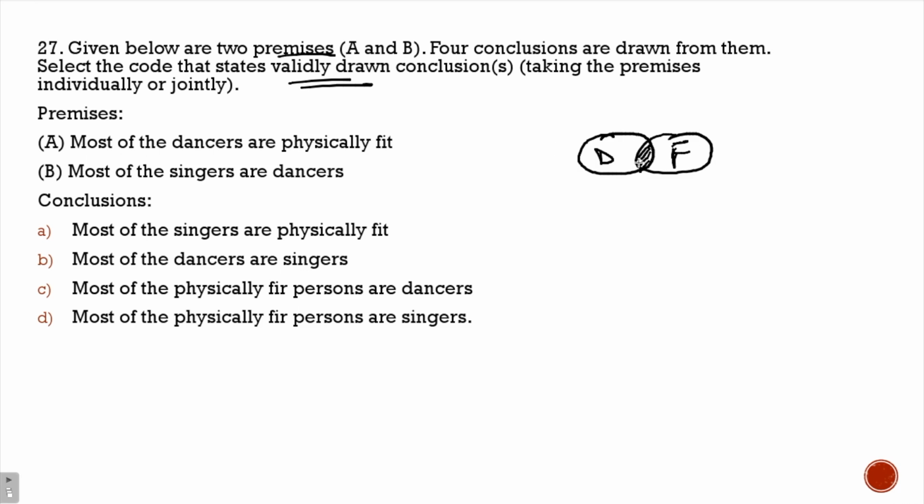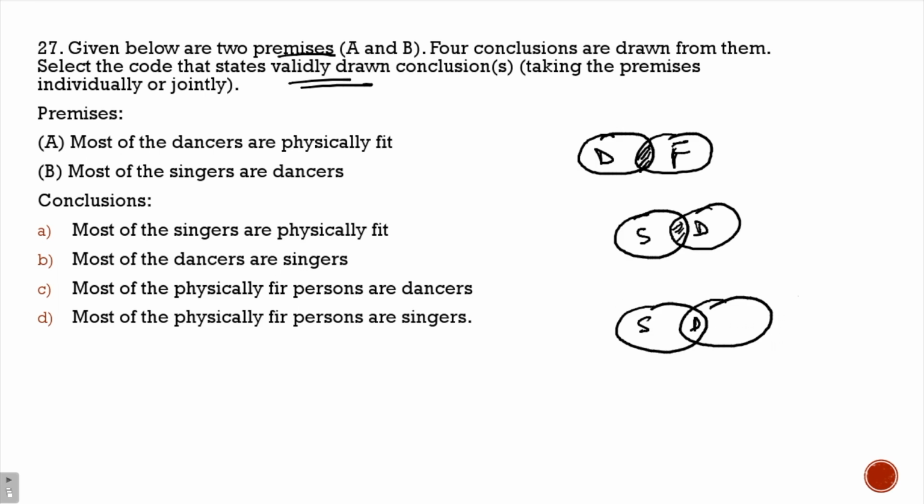So, whenever the terms some or most are used, then you draw this kind of diagram. Most of the singers are dancers. Similar diagram that we have to draw here. So what is the conclusion? If we combine both of them, we can create something like this. Singers are dancers, most of them. Sorry, D here. And most of the dancers are physically fit. So D is to F is here.